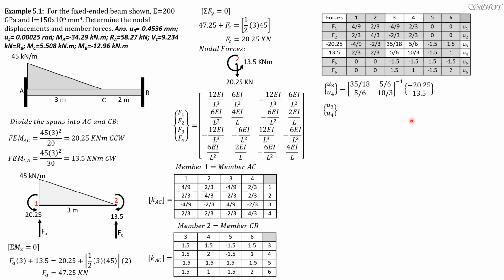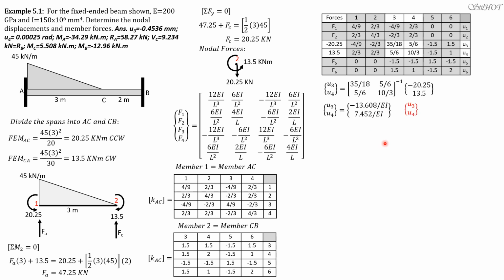So solving for U3, U4, which correspond to delta C and theta C, the vertical displacement at C, delta C, and the rotation theta C. So these are the values over EI.